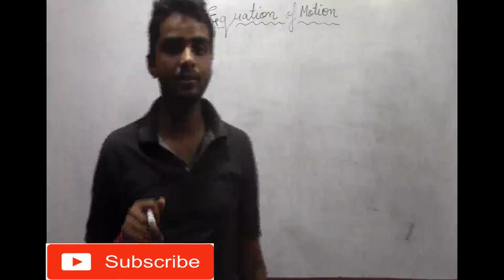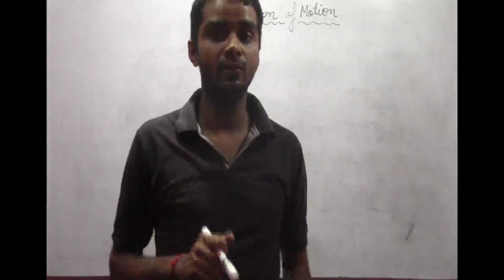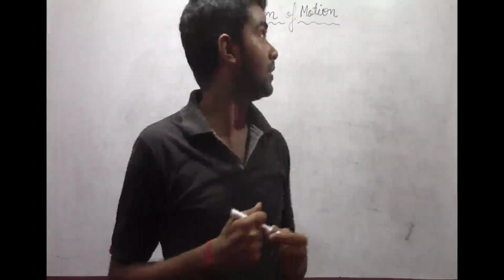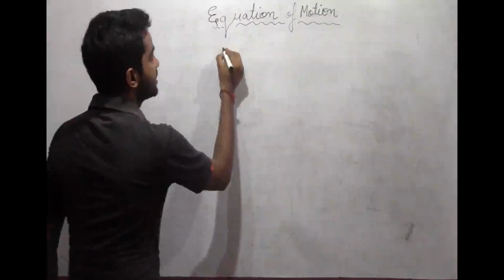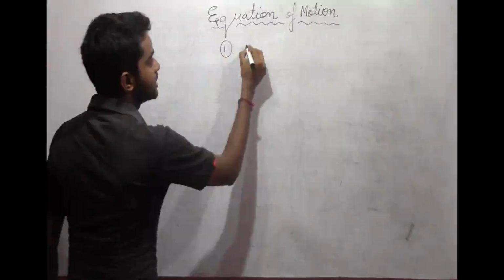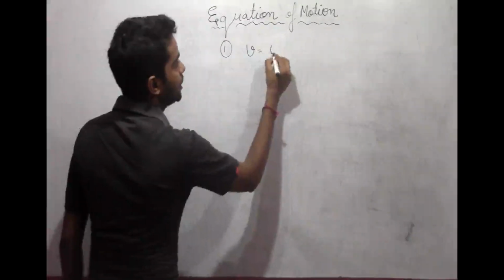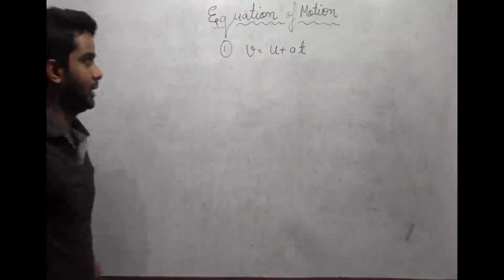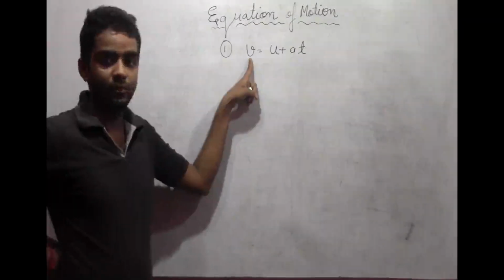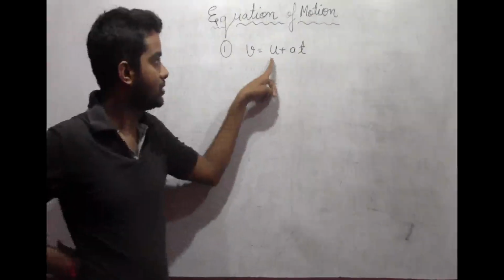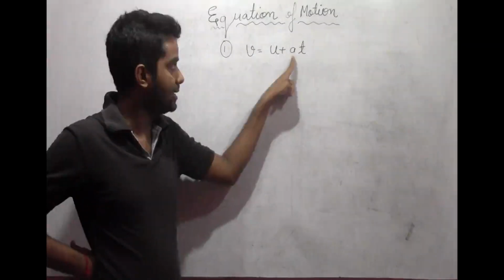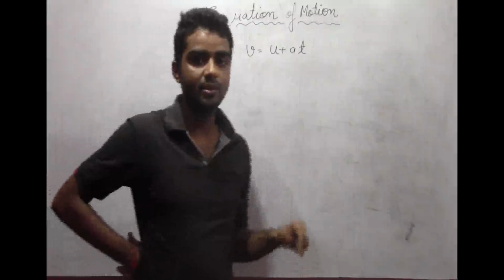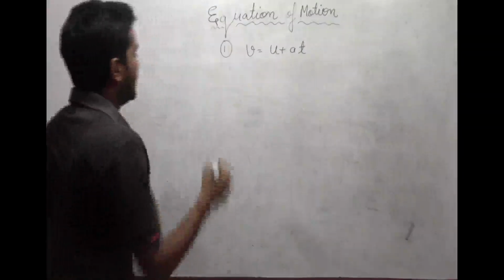There are basically three types of equations which we use in kinematics, and your first equation is V is equal to U plus AT. You know it very well. What is V? V is your final velocity, U is your initial velocity, A is the acceleration, and T is the time.